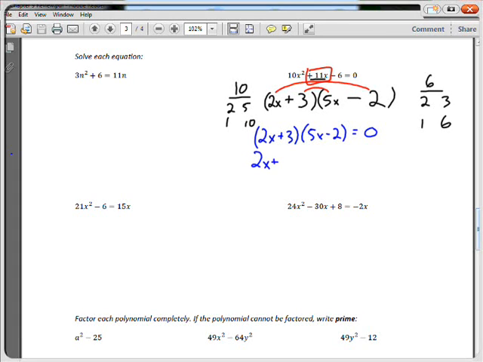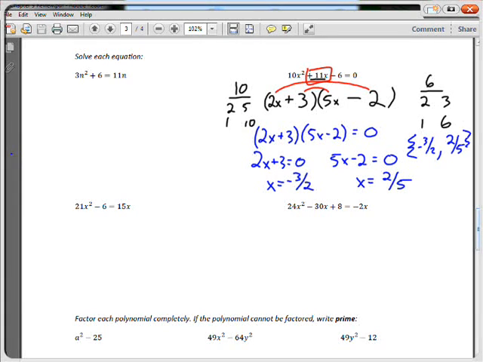Now I set 2x plus 3 equal to 0, and I set 5x minus 2 equal to 0. Over here, if I subtract 3 and divide by 2, I'll get x is equal to negative 3/2. Over here, after I add 2 and divide by 5, I'll get x is equal to 2/5. And so my answer then will be negative 3/2 and 2/5.